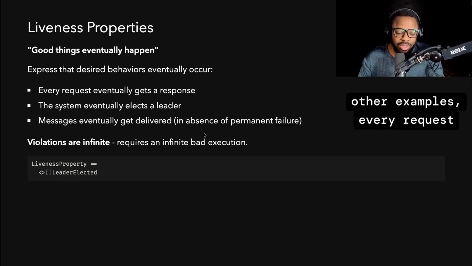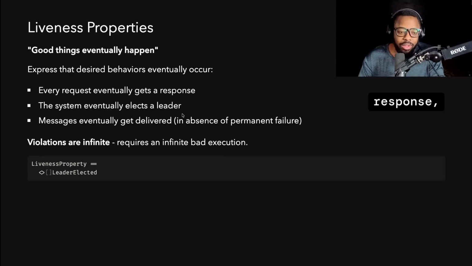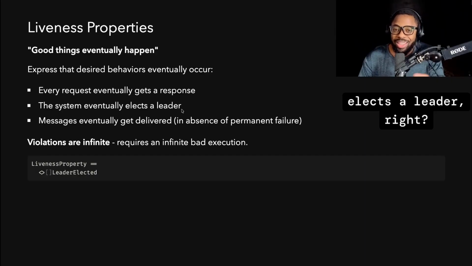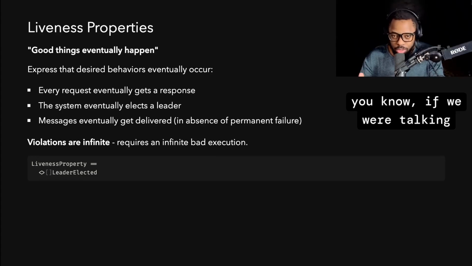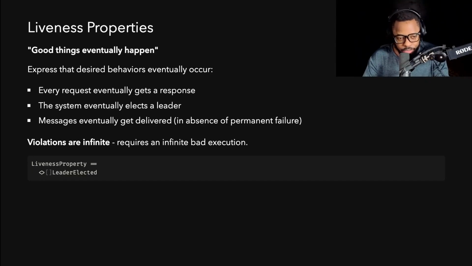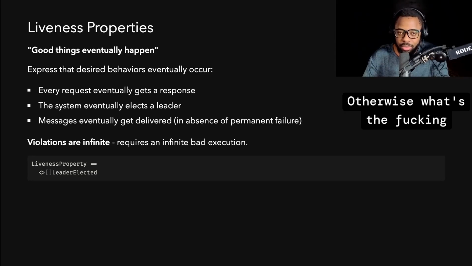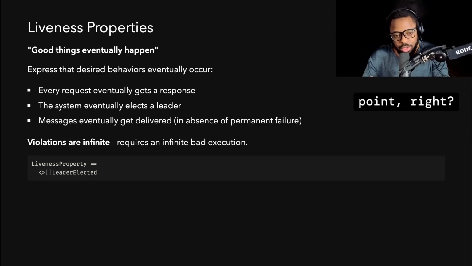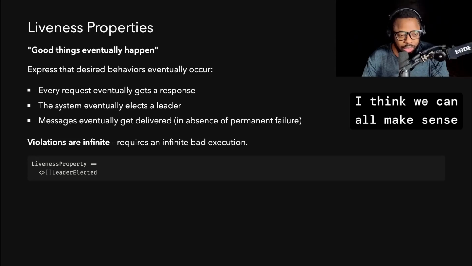Other examples: every request eventually gets a response, even if it's a failure response. The system eventually elects a leader, right? There are consensus protocols that are leaderless, but if we were talking about something like Viewstamped Replication or the Raft protocol, you've got to have a leader. And so your system eventually needs to elect a leader. Otherwise, what's the point, right? Messages eventually get delivered. I think we can all make sense of that one.